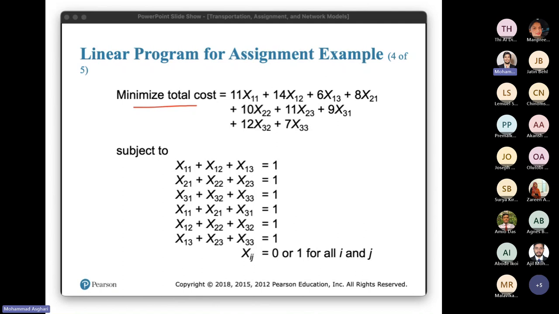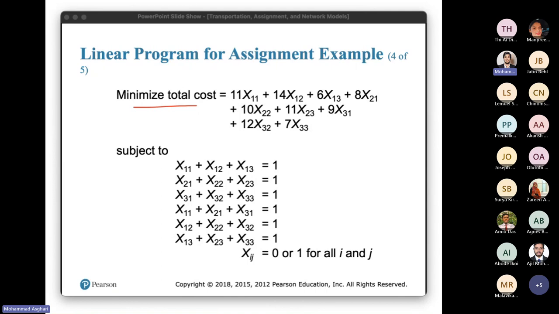This is the second step after we made a decision variable. In the objective function, we want to minimize total cost. What are all possible sources of cost? They are the wages we pay to persons.